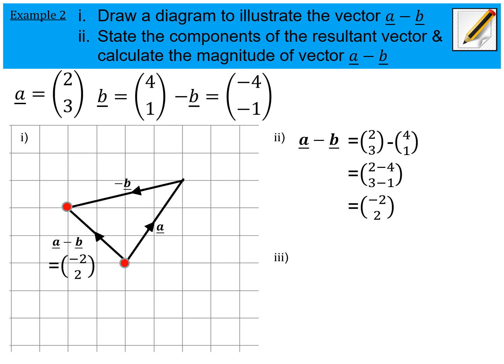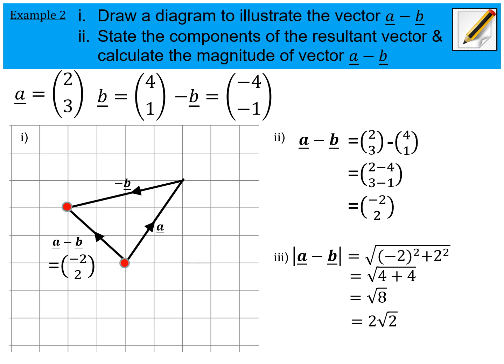Lastly, all we need to do is find the magnitude. So remember, that's just our Pythagoras again. So the magnitude of A subtract B is the square root of negative 2 squared plus 2 squared. So the square root of 4 plus 4, which is the square root of 8. And we can write that in the simplest surd form of 2 root 2, or as a decimal of 2.83 units. And that's how we do our subtracting vectors examples. So now it's time for you to have a go at some questions.